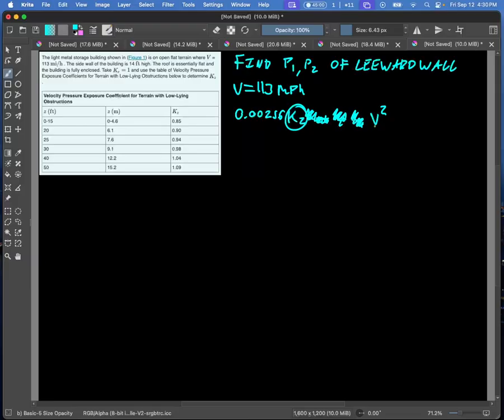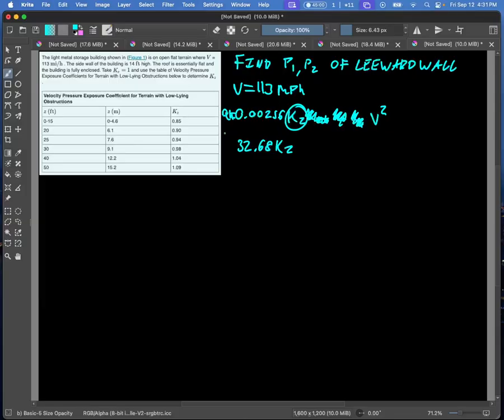We know that 113 squared is 12,769, so let's multiply that by 0.00256, and what we're left with is 32.68 KZ. This is what qz or qh equals. I don't actually know the difference between qz and qh off the top of my head. They're pretty much the same, but they're used differently, so watch out. QH is like the height at any certain point. QZ is like the height of the building, I'm assuming.